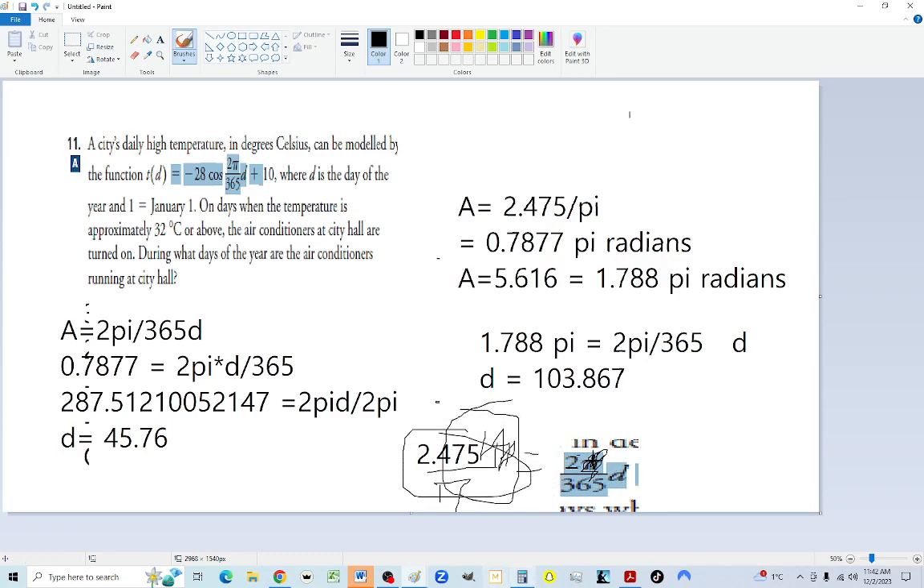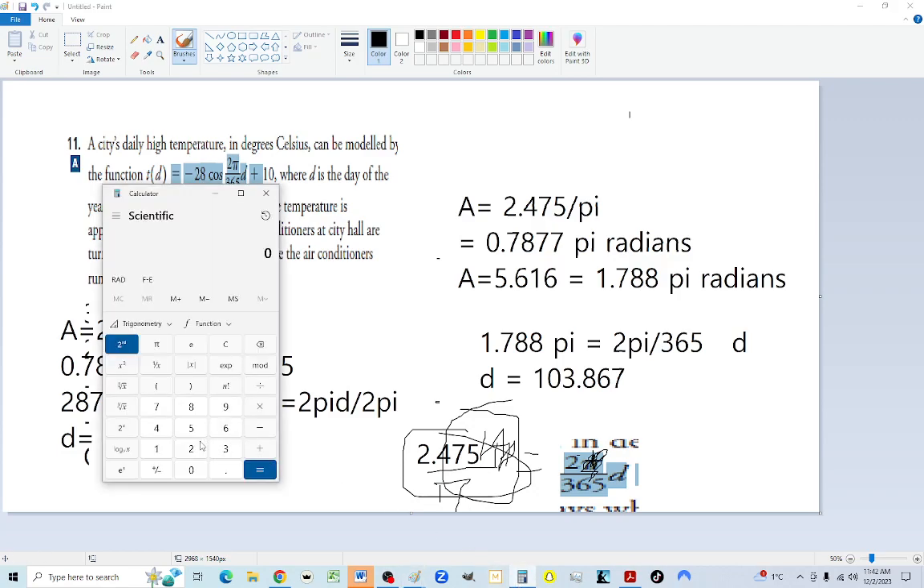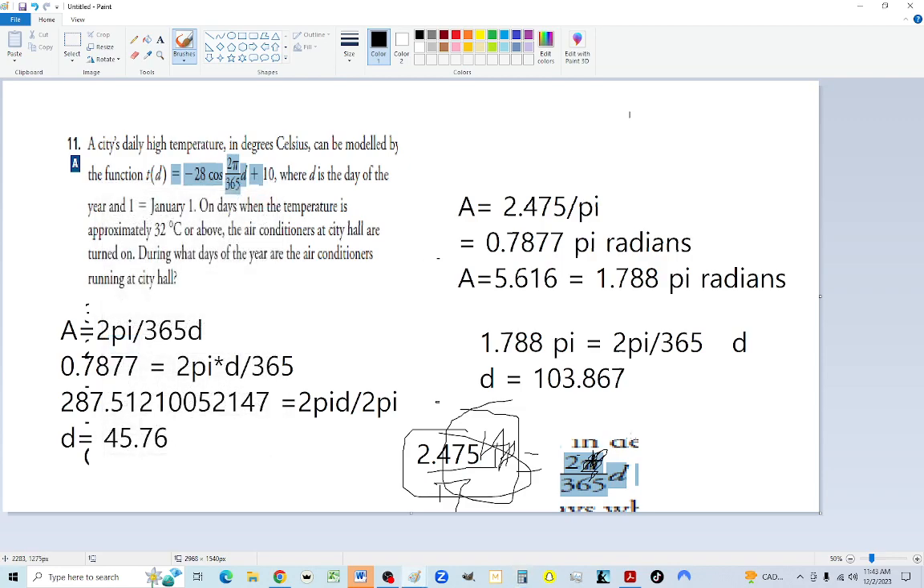You can leave it like that, 2.475. You can multiply it by 365. Let's see if that'll work. No, it won't work. You have to convert it to pi radians because you're working with pi radians here. So you do indeed have to divide by pi to get it into pi radians since we're converting to pi radians. Let's see if that's true for the graph though.